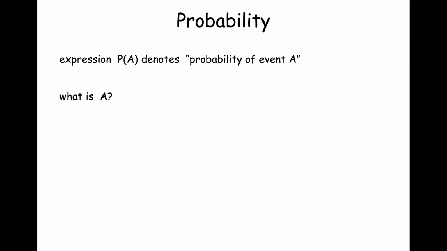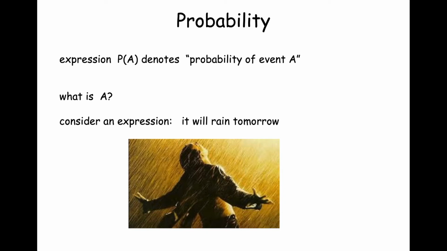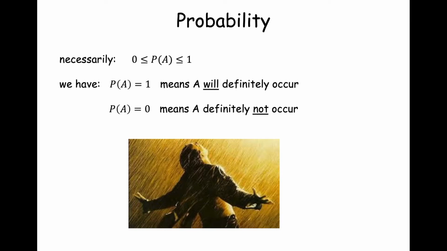So let's go forward. And when we think of a probability expression P of A, the functional form is the probability of some event. But if you think about it, what actually is A? Well, let's consider an expression: it will rain tomorrow. That's either true or it's false. And so necessarily our probability is a real number on the closed interval between 0 and 1.